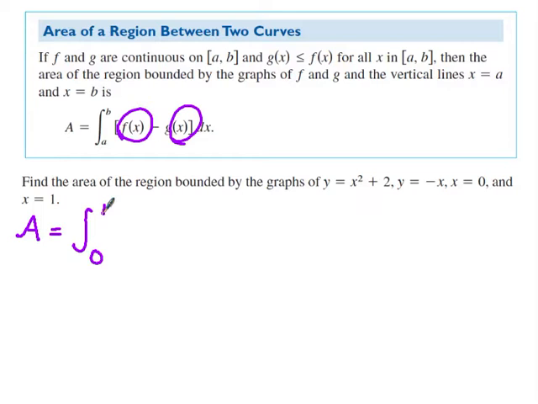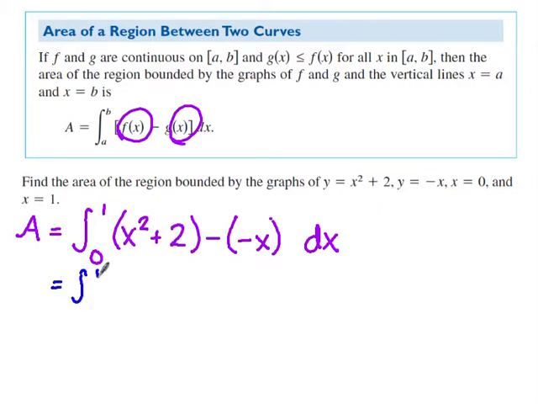Now we're looking specifically from 0 to 1. Okay, so from x equals 0 to 1, which graph is above the other? The first one, which is x squared plus 2, right? So I'm going to take x squared plus 2, that's my first quantity, and I'm going to subtract from that the second graph, which is negative x. So then now I need to simplify before I can integrate. So notice you've got two negatives which make a positive. So you have x squared plus 2 plus x dx.